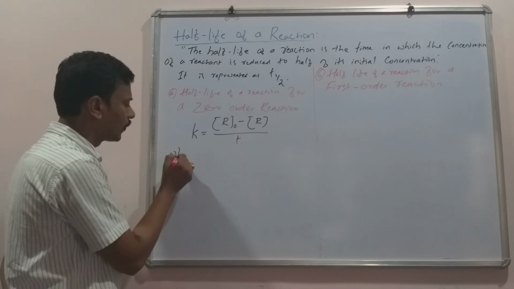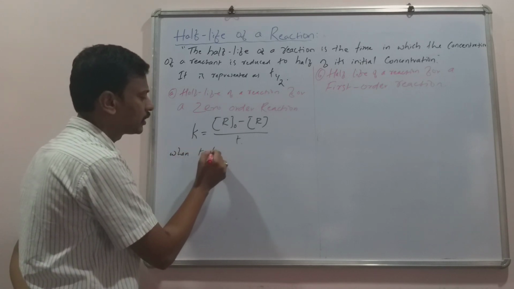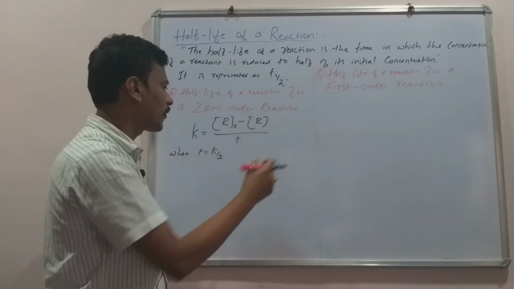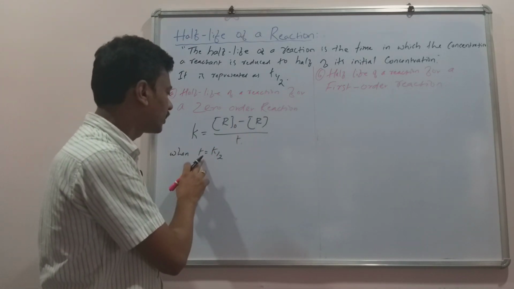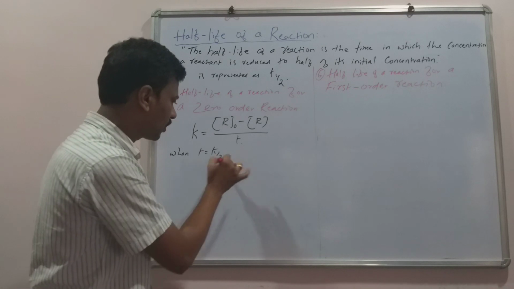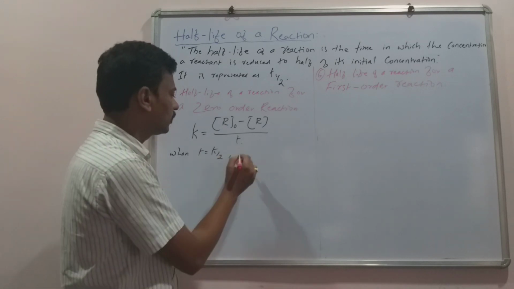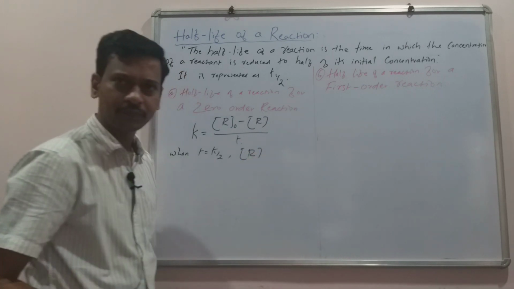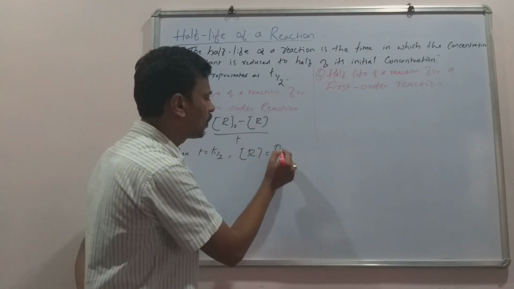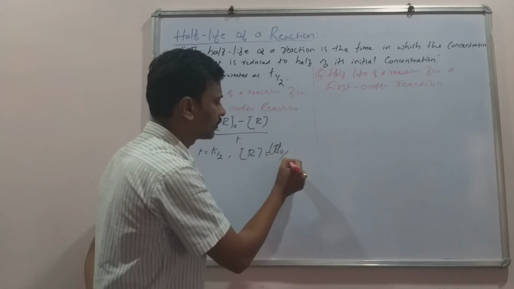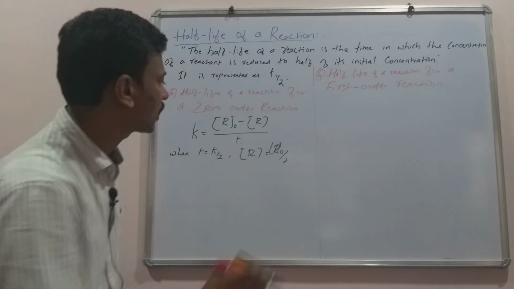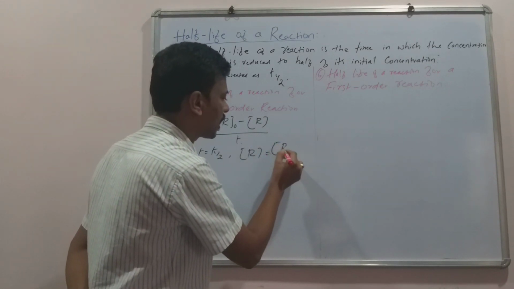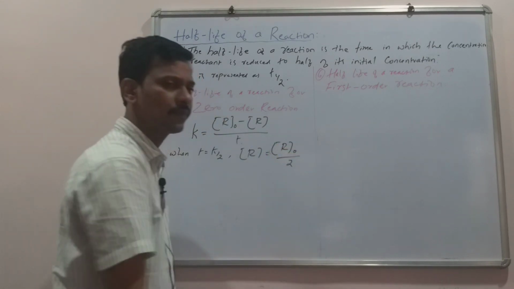See now, when t is equal to t half, that means the time at which half of its concentration is reduced, then what about the R? From the definition we come to know that the reactant is exactly reduced to half of its initial concentration, that is nothing but R naught upon 2. That means the initial concentration R naught is exactly reduced to half.